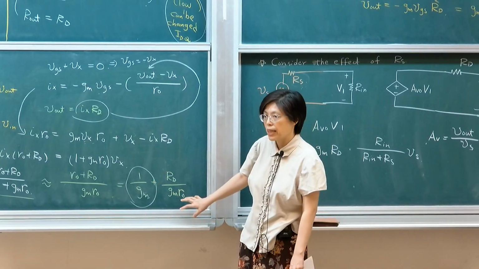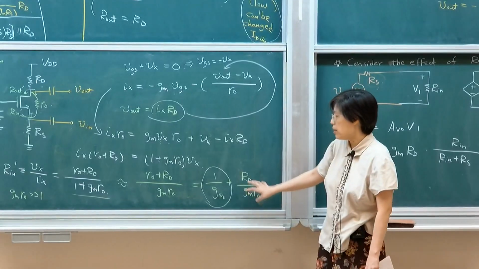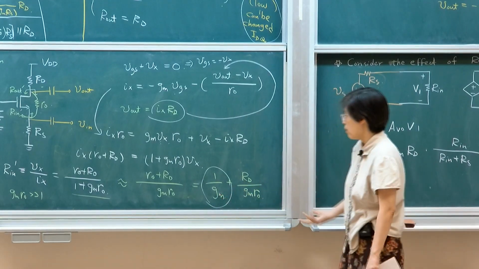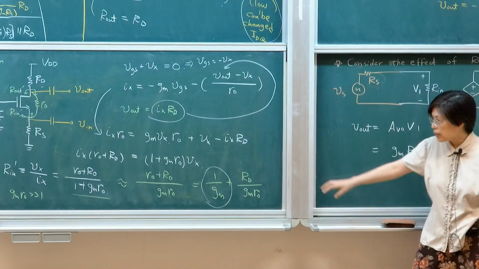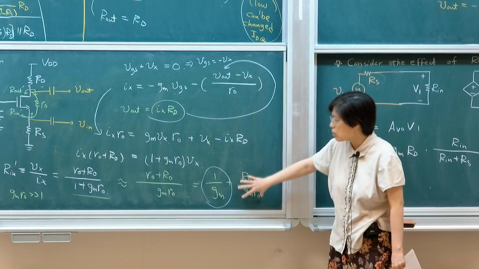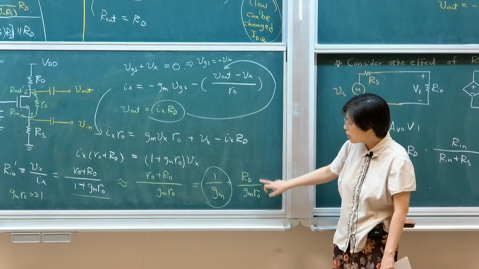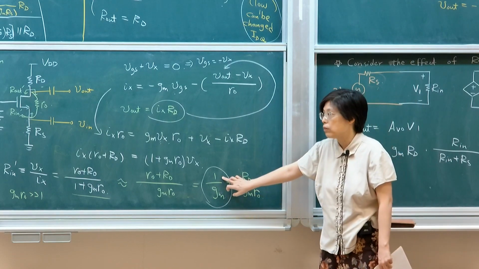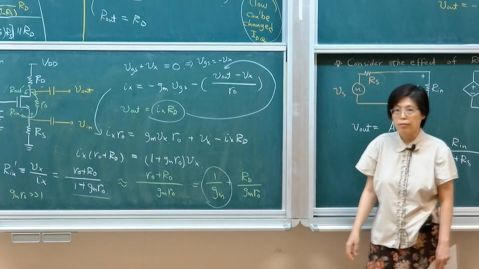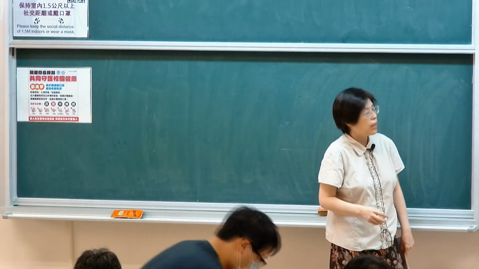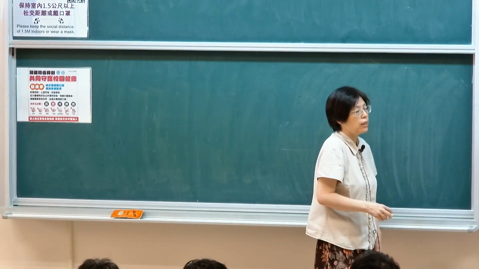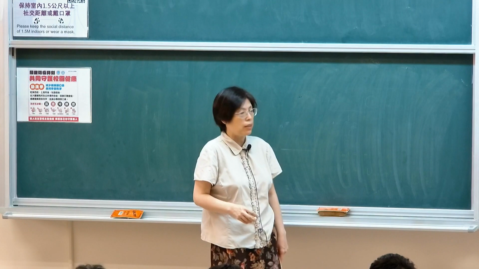Even though there's an attenuation effect, it will still make it fairly large if this is large. Only when this is small, then you see this, the left-hand side. When this is smaller than this, then you see 1 over GM. So we're going to wrap up the last discussion on the common gate stage.